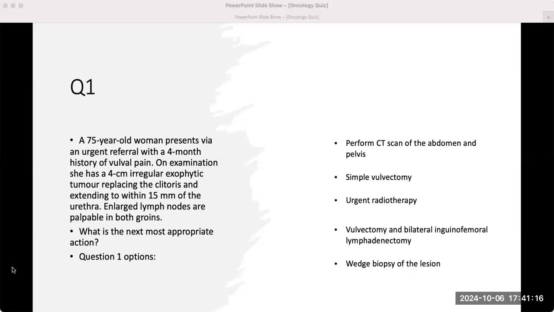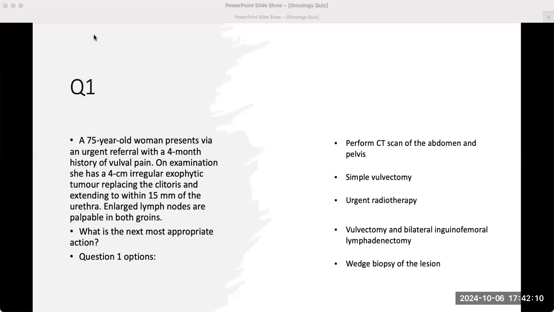So my friends, when you solve a question, you have to highlight the most important keywords in the question, and then read carefully what the leading sentence is, and then go to the choices. The choices say: one, to perform a CT scan of the abdomen and pelvis; one is to do a simple vulvectomy; one is urgent radiotherapy; one is vulvectomy and bilateral inguinofemoral lymphadenectomy, and this is based on the patient having both groins with palpable nodes; or biopsy of the lesion. So which one do you think is the correct one? Okay, so I'm looking at your answer.